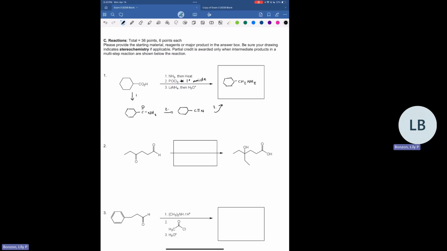Any questions on the first? Yeah, so POCl3, it could also be SOCl2. So if you see one of those with a primary amide, then it would do this nitrile formation. I think PCl5 too, or I think I might be thinking of PCl5 from earlier.